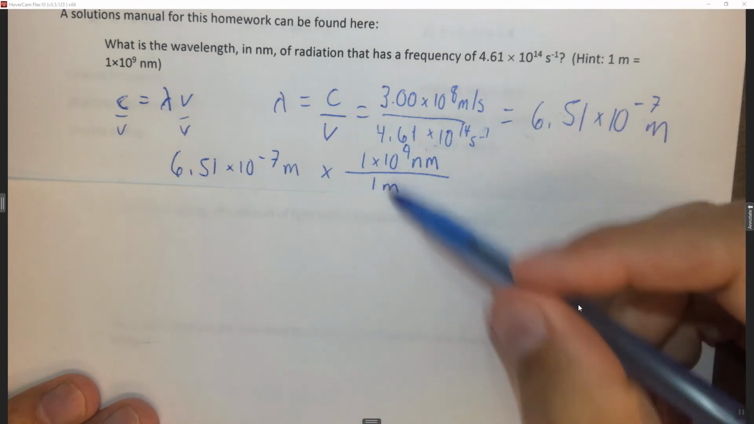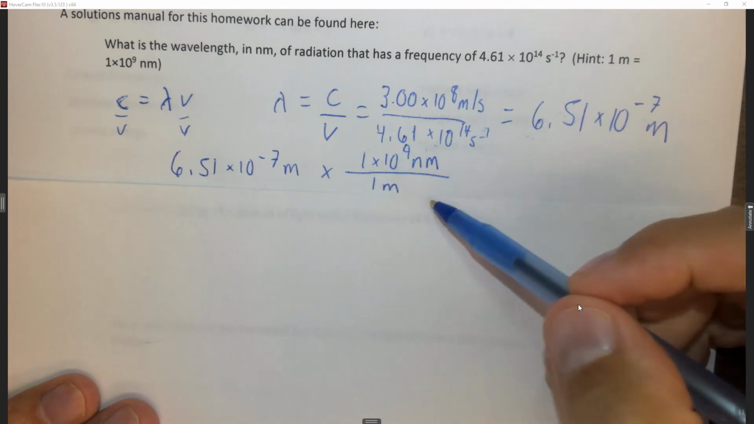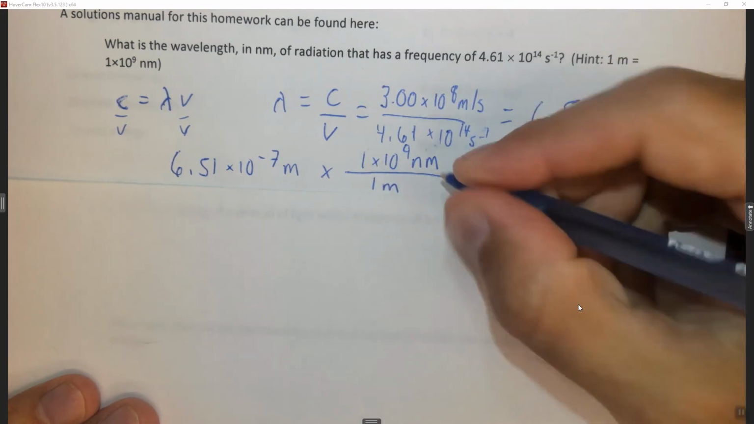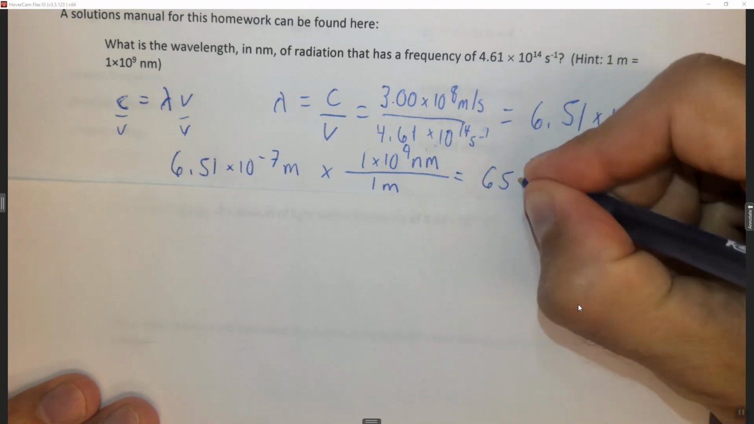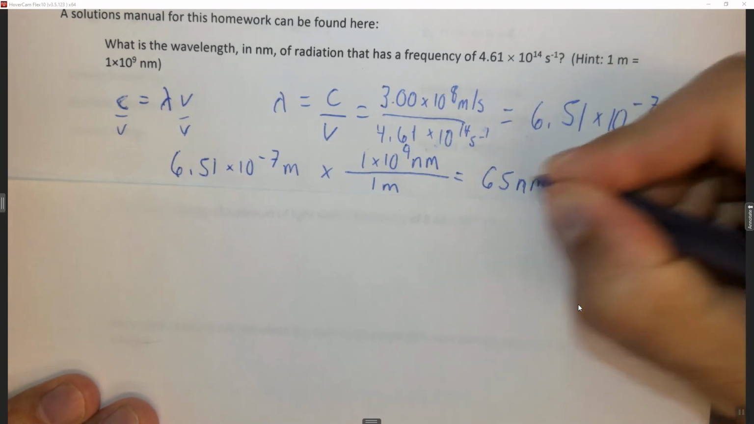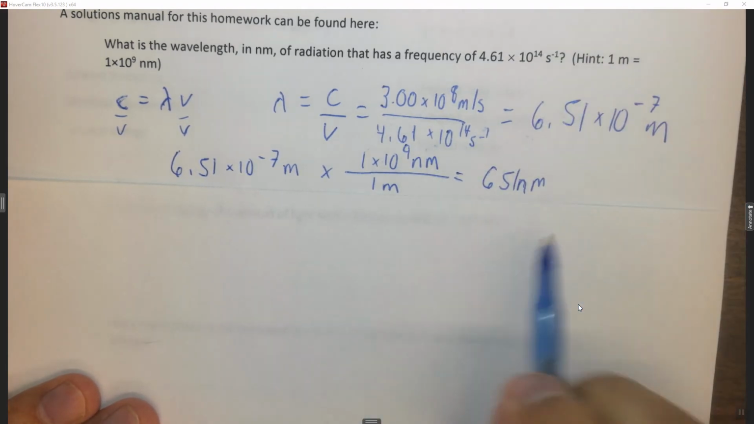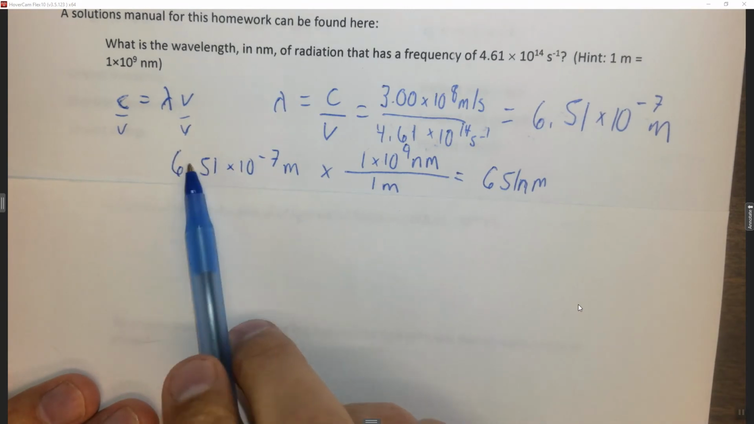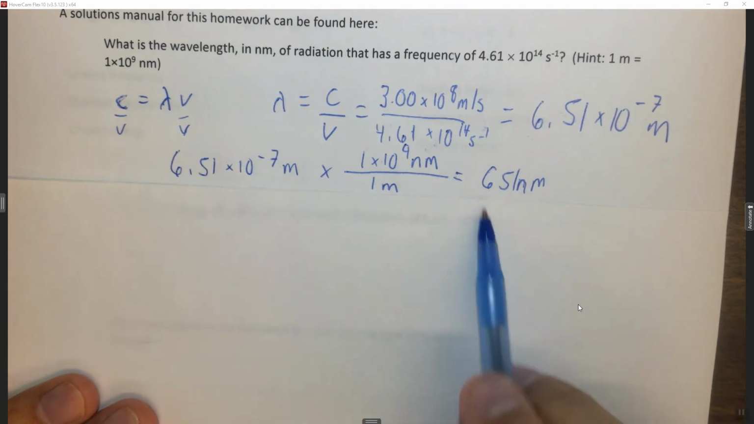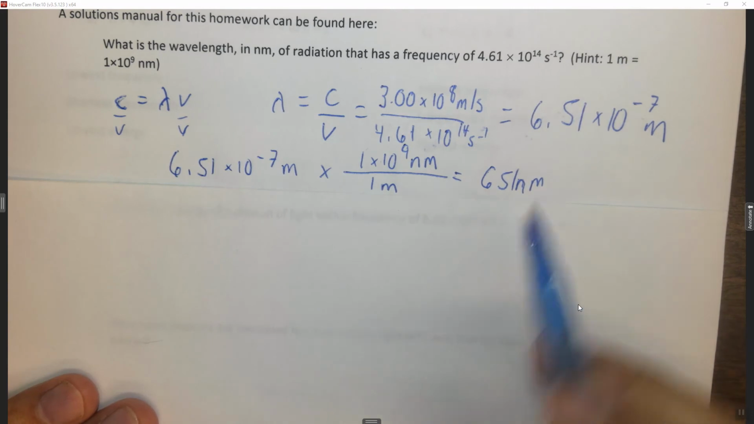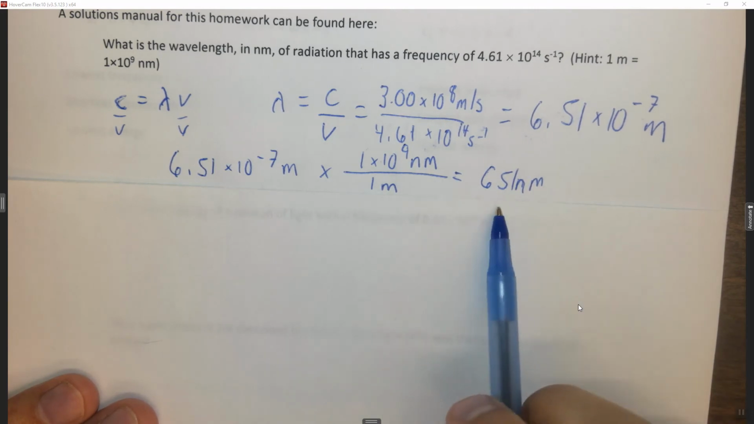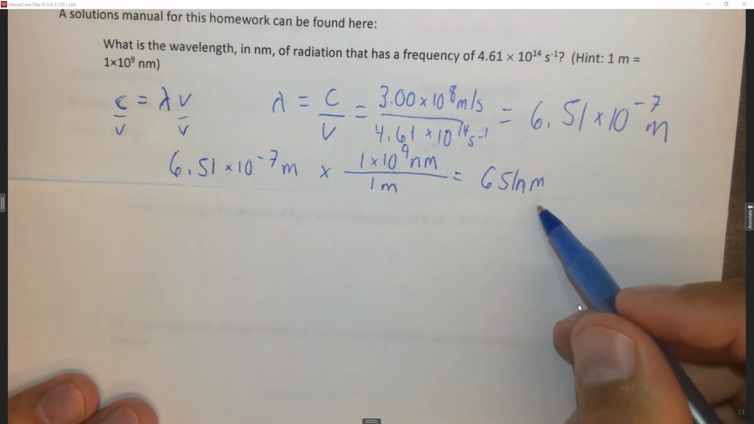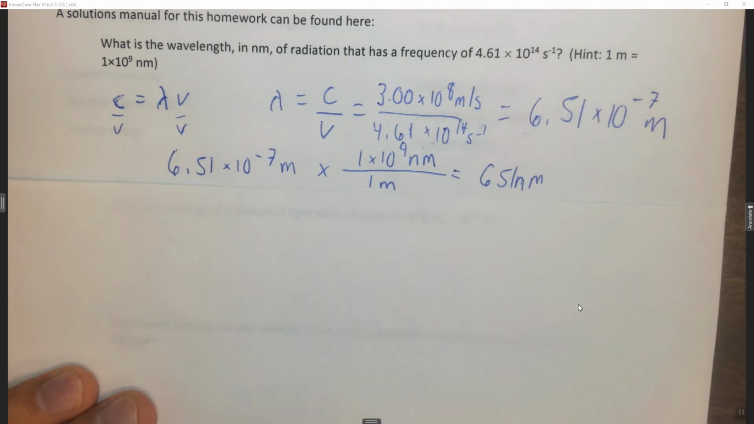Note that these are a definition, they're not a measurement, so there's no sig figs in this. And when we do that, we get 651 nanometers, which is reddish light. So if we look here, 6.51 times 10 to the minus 7 is hundreds of nanometers. Hundreds of nanometers come up a lot in these types of questions because they're in the visible spectrum. So this is basically how we would solve this problem.